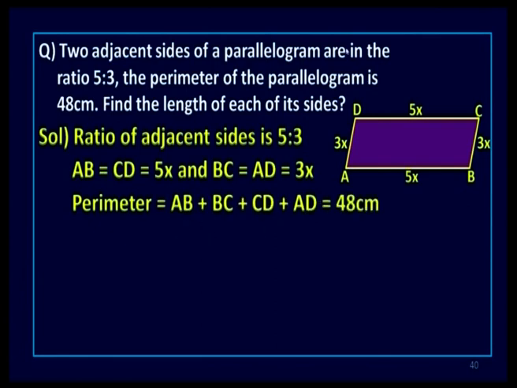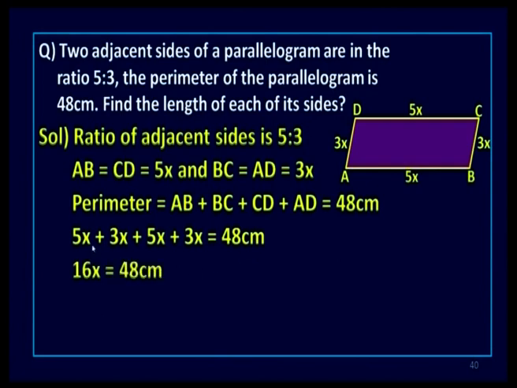And the perimeter of the parallelogram is given as 48 centimeters. Yes. So how to find the perimeter, children? It's very simple. Find the sum of the measure of each side. So AB plus BC plus CD plus AD equals 48 centimeters. So AB 5x, BC 3x, CD 5x, AD 3x. So the sum of this is given as 48. So 5 plus 3 is 8, 8 plus 5 is 13, 13 plus 3 is 16. So I am getting 16x equals 48 centimeters.